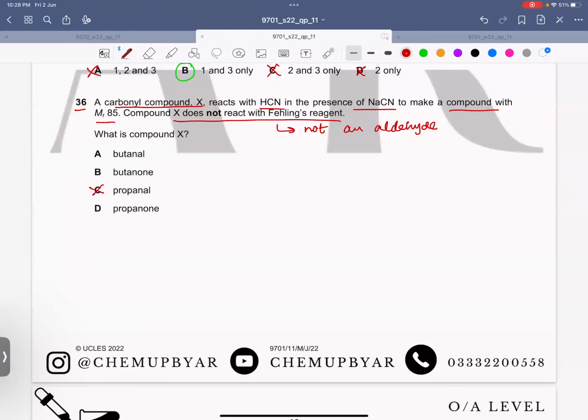So C and A go wrong. If we talk about butanone, the product is CH3, C with an OH, CN, CH2, CH3. And if we talk about propanone, the product would be CH3, C, OH, CN, and CH3. These are the products which are formed when butanone and propanone react.